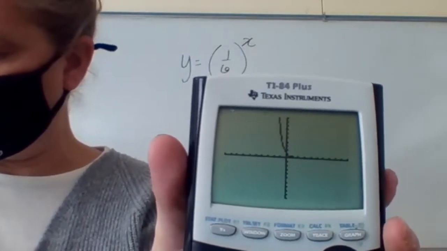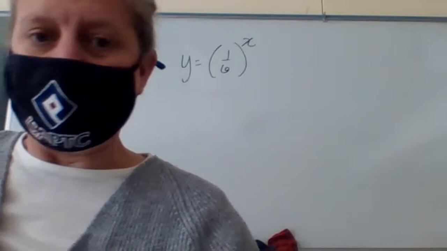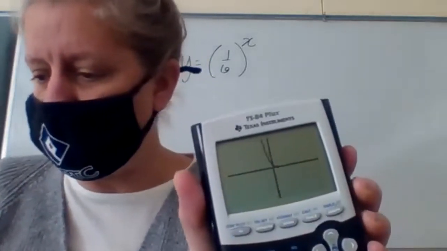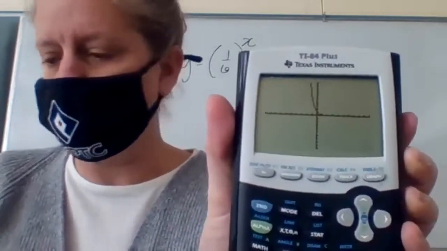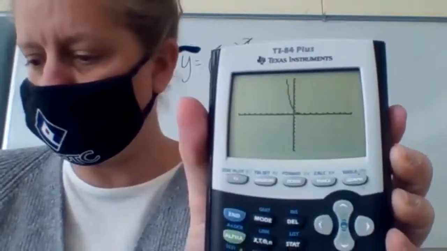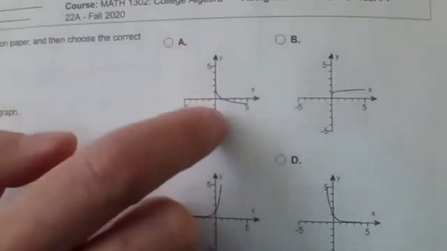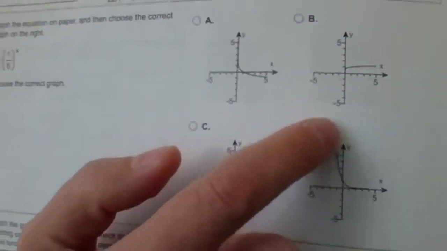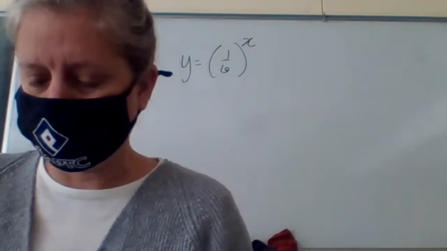So if you'll notice, this looks similar to A and D. So what you're going to want to do is find a distinguishing point, okay? Look at how it crosses through the y-axis. The difference between A and D is A looks like it comes right up the y-axis. D actually crosses it right there. And those are the only two that have that shape. Okay.